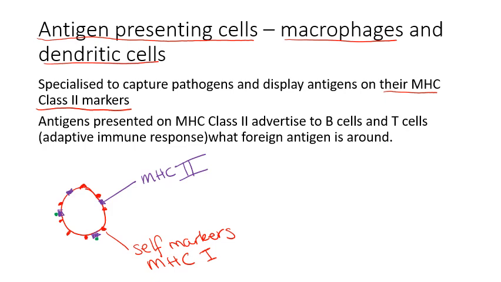We're just going to flick over to the next couple of slides, and hopefully the animation works as I'm recording my voice on top of it. But essentially the animation is just trying to show you what happens when a macrophage or a dendritic cell engulfs a pathogen, and how that antigen that was on the surface of the pathogen can end up on an MHC Class II marker.